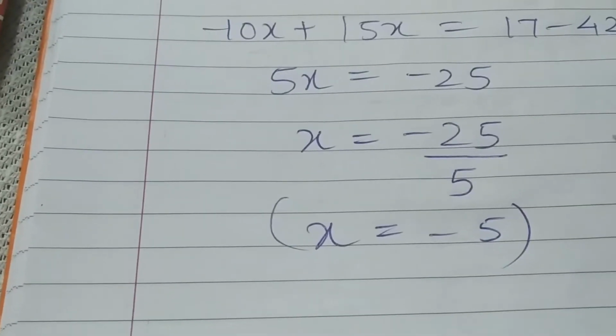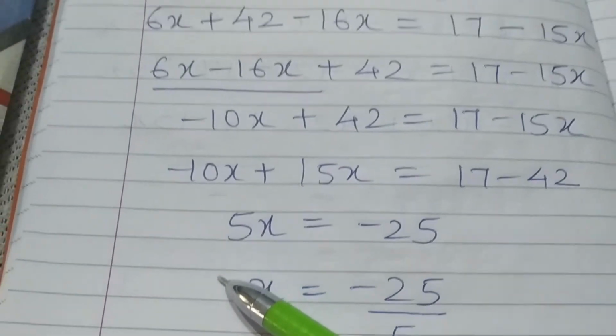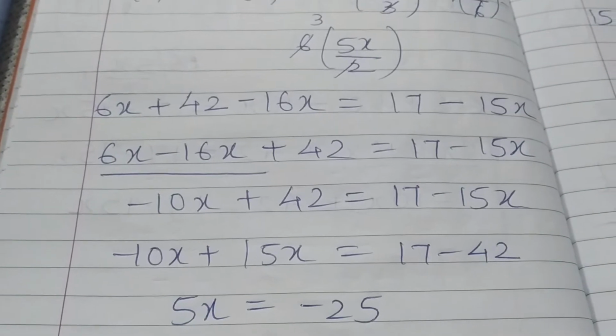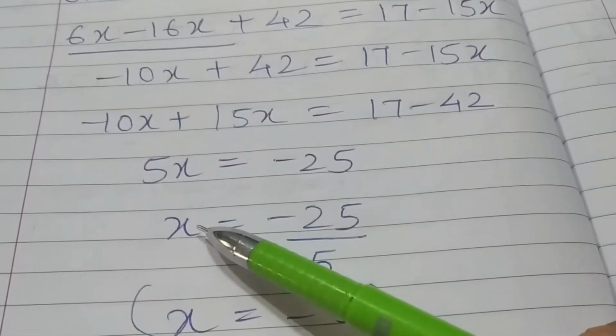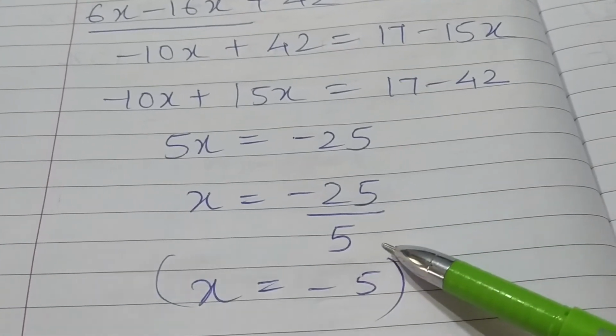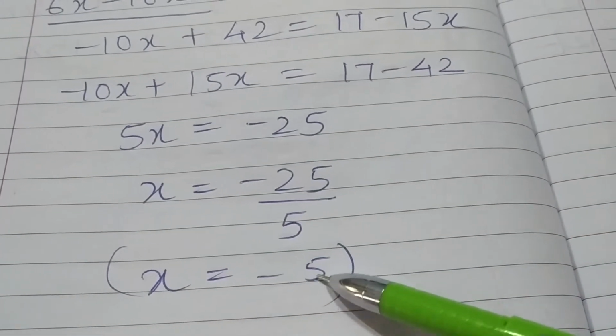By solving it, we get 5x equal to minus 25. So x equal to minus 25 upon 5 gives you x equal to minus 5.